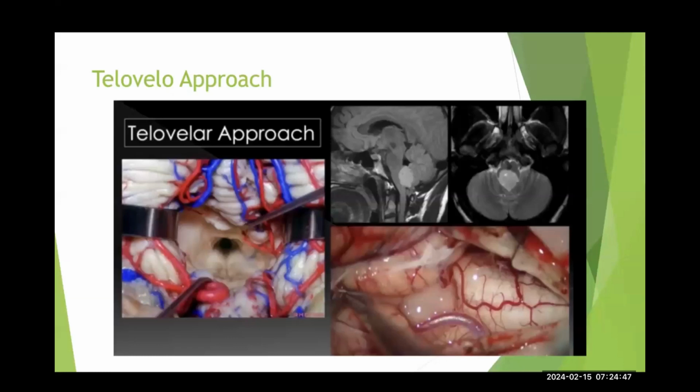What is this telovelo? Is that a name? It's the tela choroidea that is kind of split. Oh, telovelar, I see. Okay. Yeah, telovelar. Got it. Thank you. Oh yeah, that's just a typo. I was going to put telovelar tonsillar.